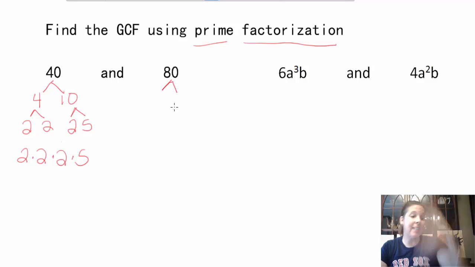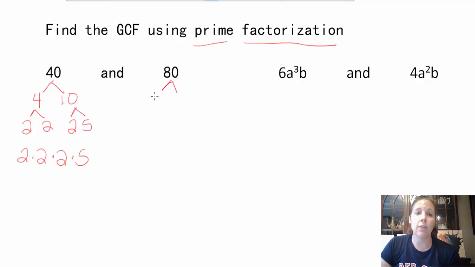So when we break down 80, you could do 8 and 10. You could break that down a few different ways, 2 and 40. Okay, let's just do 8 and 10. If you want to do it the other way, that's fine. Then we have 2 and 4. This one's a bit of a longer one. 2 and 2, and 2 and 5 over here.